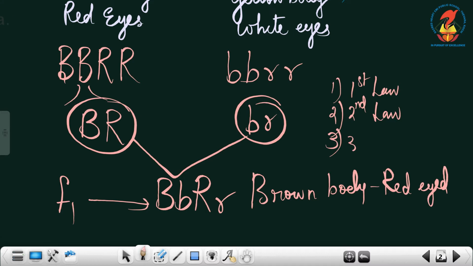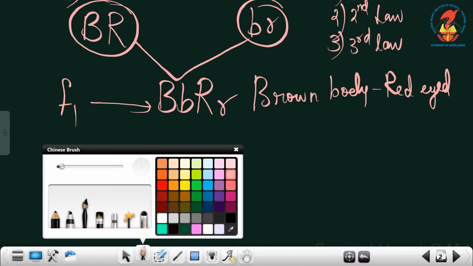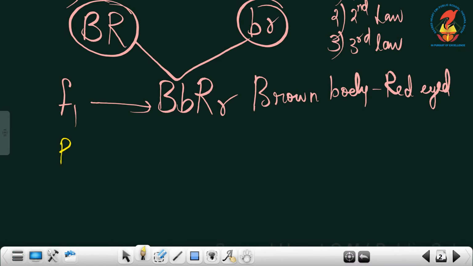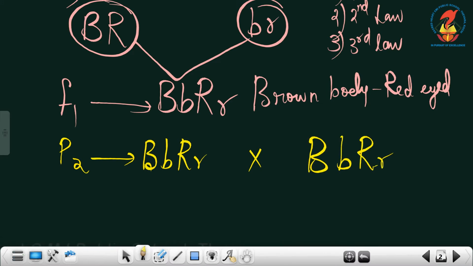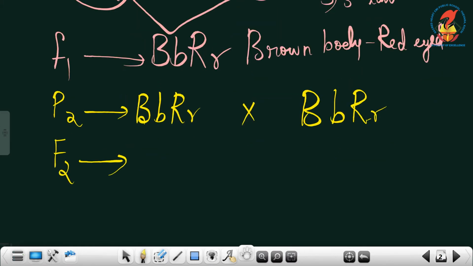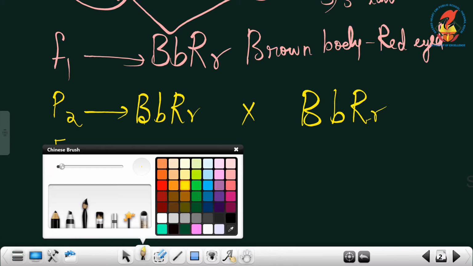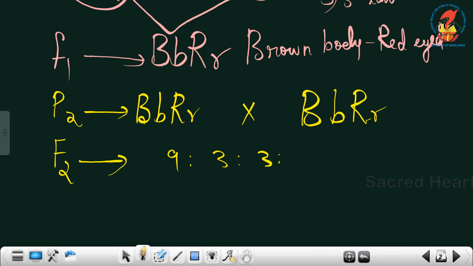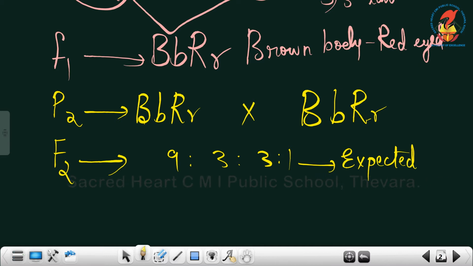Now, the third law. To find out whether it is obeying the third law, we have to go to the F2 generation. How to proceed to the F2 generation? We must do the selfing of the F1 offsprings. And we can immediately jump to the F2 ratio. Why? Because Mendel has done the dihybrid cross, and we know the dihybrid ratio that Mendel concluded was 9:3:3:1. Mendel's ratio. Okay, so he also expected this ratio. Let it be called the expected ratio, because it followed the first two laws. So he thought when it will follow this law, the expected ratio was 9:3:3:1.